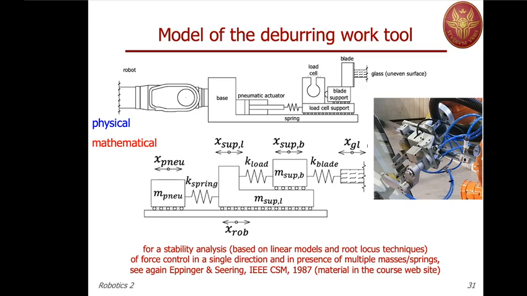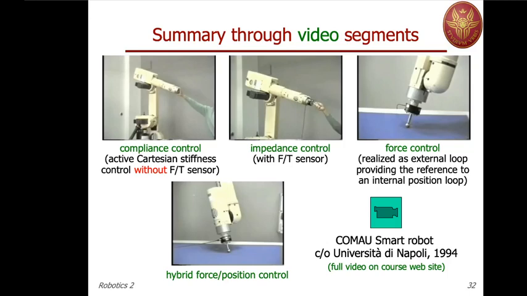But the methods can be seen, at least for a proportional controller, and their stability using linear models and root locus techniques was already presented in one slide, and you have an extra technical paper in the material on the course website. So let's conclude this lecture by looking at a few videos, which are clips extracted from a longer full video that is available again on the course website.